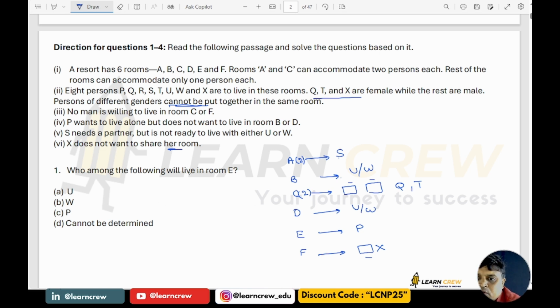Who among the following will live in room E? In room E it is P. So option C is correct.